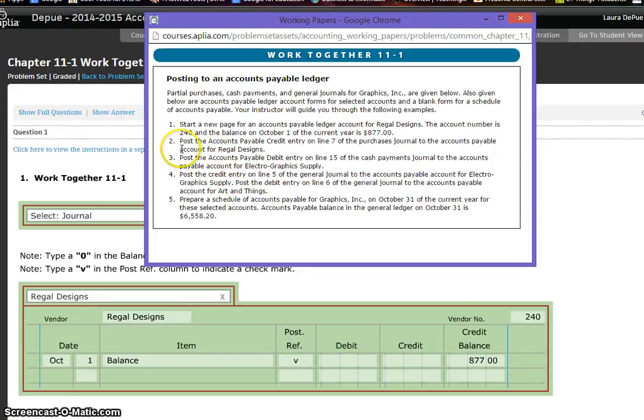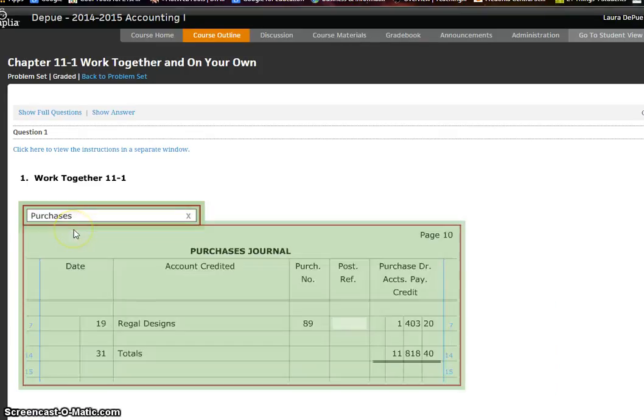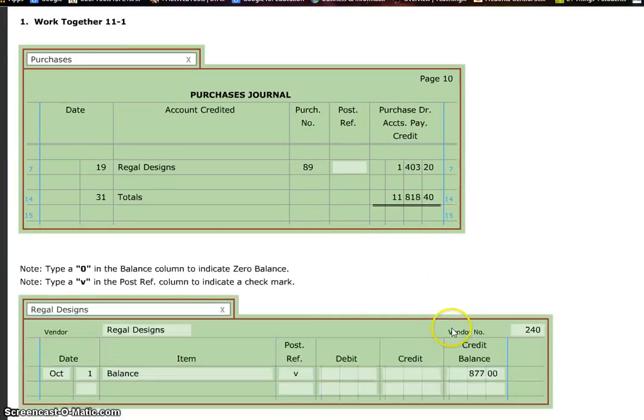So our second instruction for Work Together 11.1 is to post the accounts payable credit entry on line 7 of the purchases journal to the accounts payable account for Regal Designs. So we already have Regal Designs open, but the journal we have to open up is our purchases journal. And we're looking right here at line 7 for Regal Designs. Remember this is one entry for this line. We have a purchases debit and we have an accounts payable credit. So what we're looking for when we post from this journal is the accounts payable credit. So this is the number we're going to be posting down here.